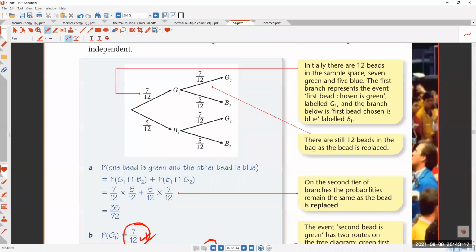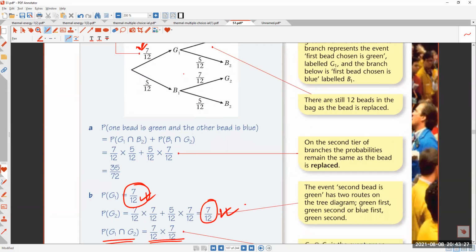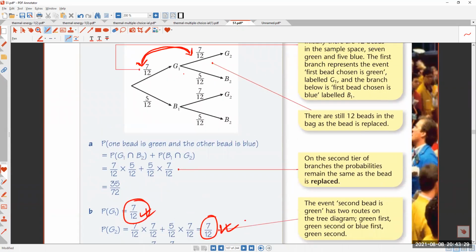Maybe the common part they did is this only: the common part of first green and second green, they just multiplied these two. So this is your PG1 multiplied by PG2, the answer matches exactly, left hand side is equal to right hand side. They found the common, which is 7 by 12 into 7 by 12. G1 common G2, then they also find the answer, PG1 multiplied by PG2, which is 7/12 into 7/12. Do you understand?